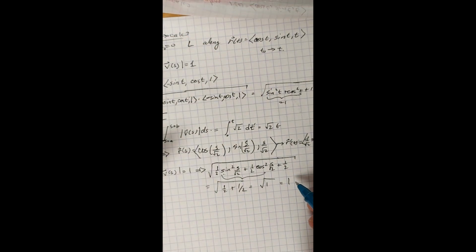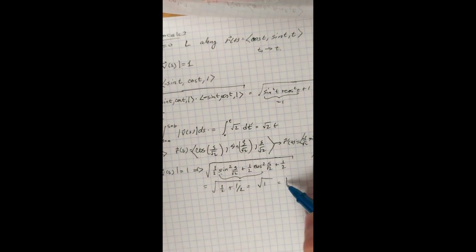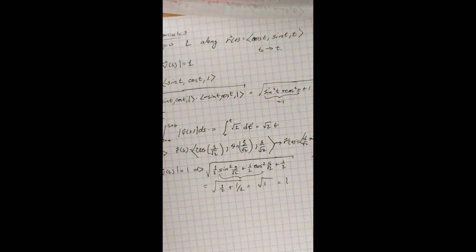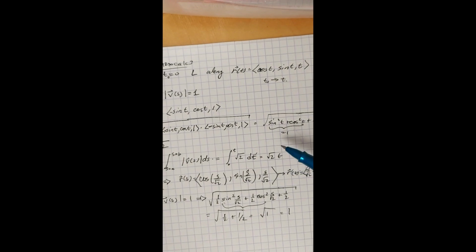So indeed, the absolute value of v parameterized by s has a length of 1, and we found that the arc length from 0 to time t with the arc length parameter is equal to the square root of 2 times t.